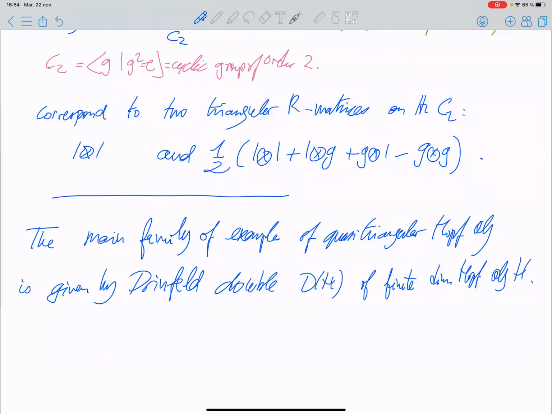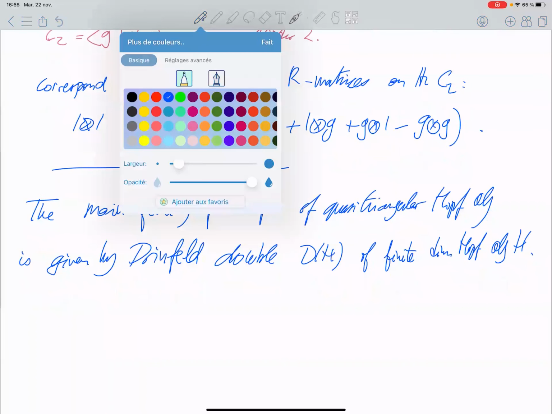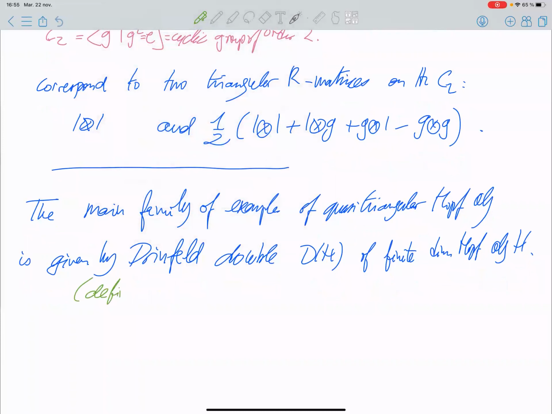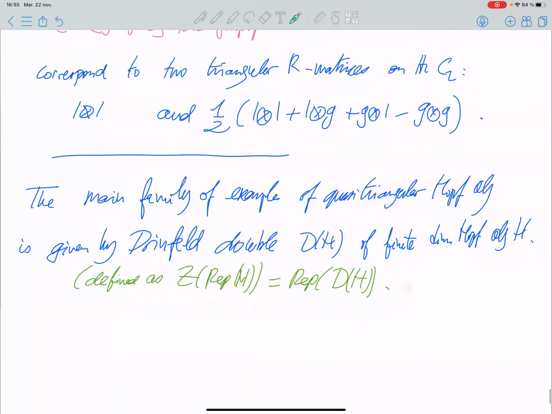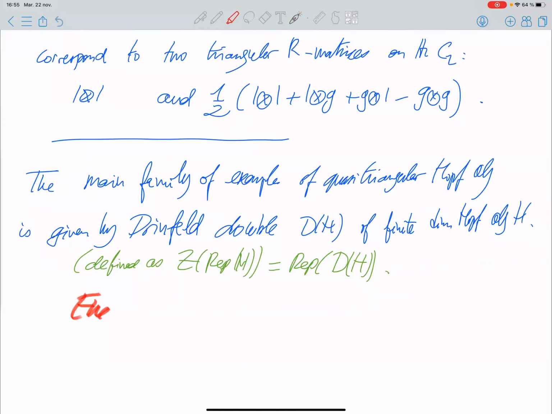So it is defined as the center of Rep H, equal to Rep of the Drinfeld double of H with the composition of the forgetful functor. So we automatically know by the previous theorem that this has a quasi-triangular structure. But we will see that next week. Okay, that's good.